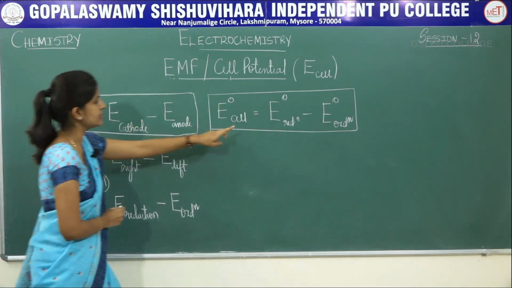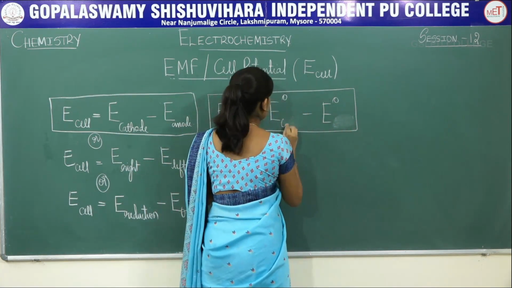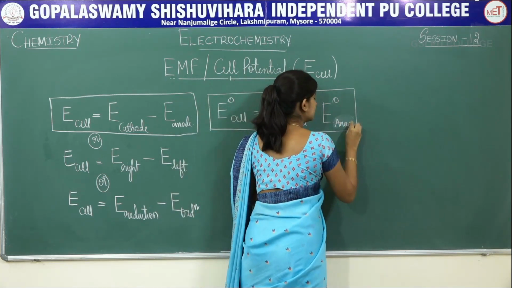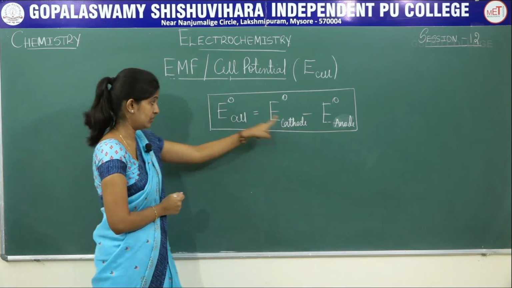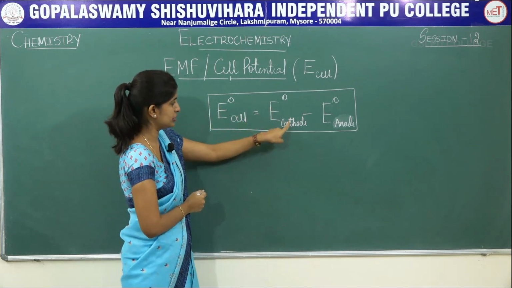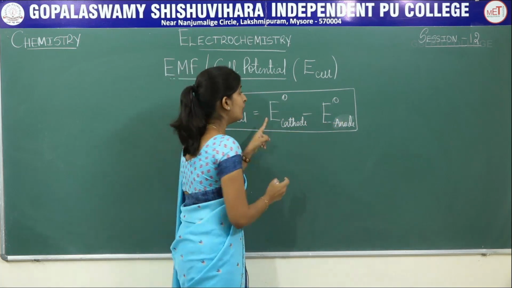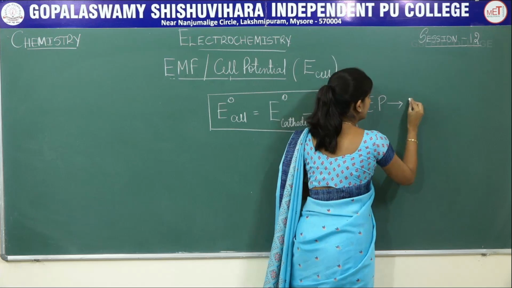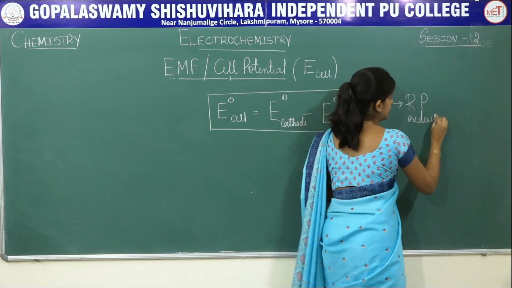You can write this as E naught cathode minus E naught anode. And here, the electrode potentials I am speaking about, that is the standard electrode potential of the cathode and the standard electrode potential of the anode, are all reduction potentials. Reduction potentials.